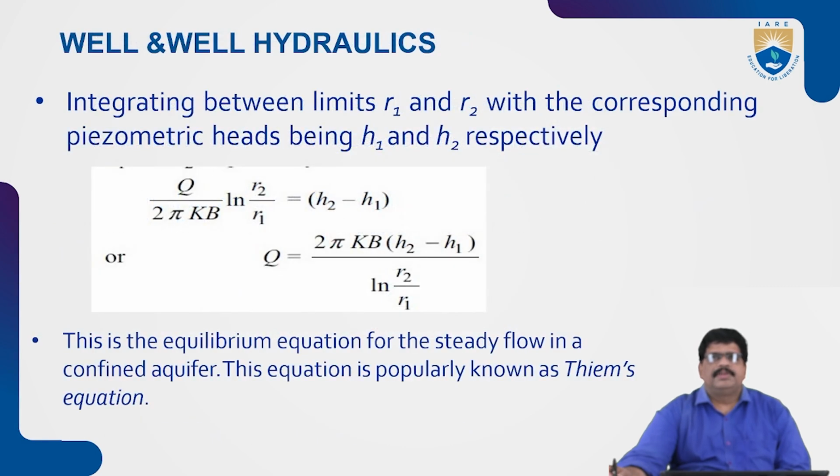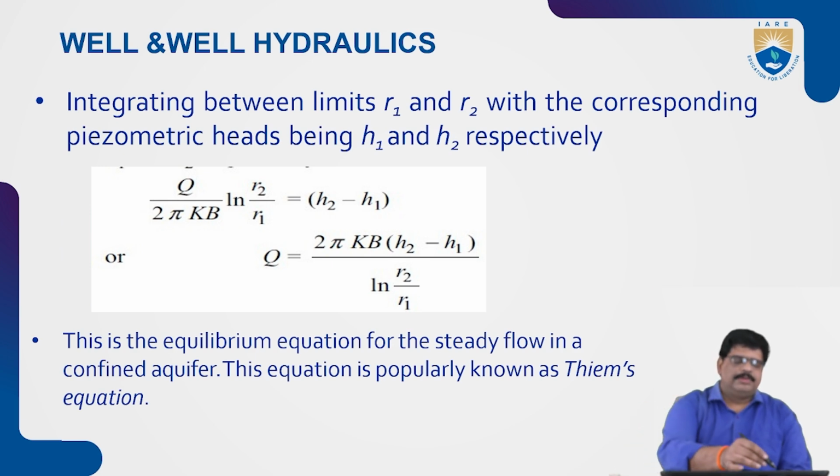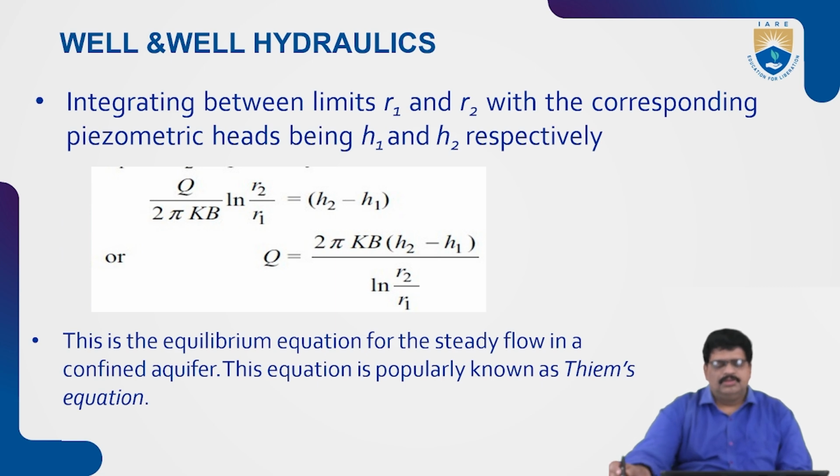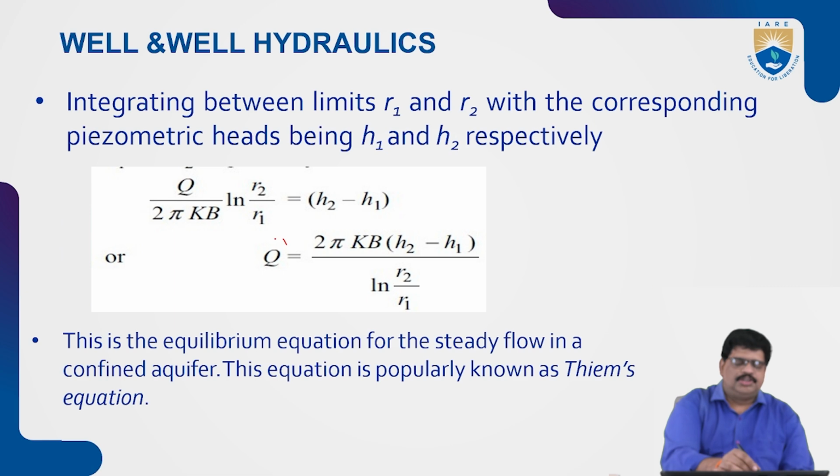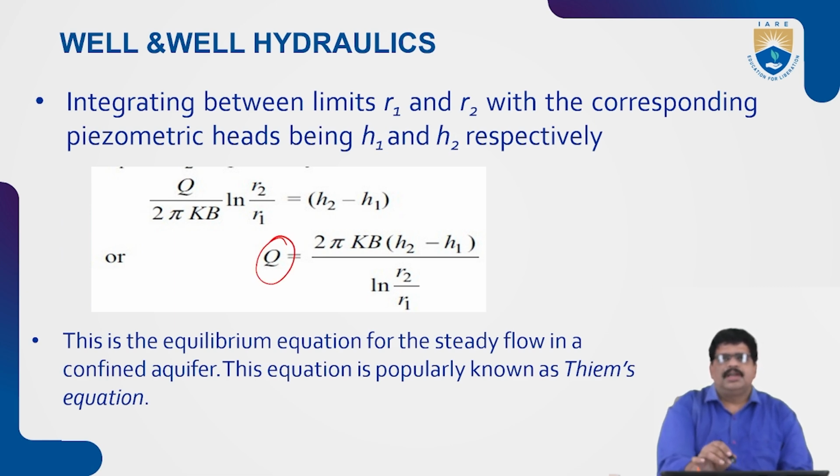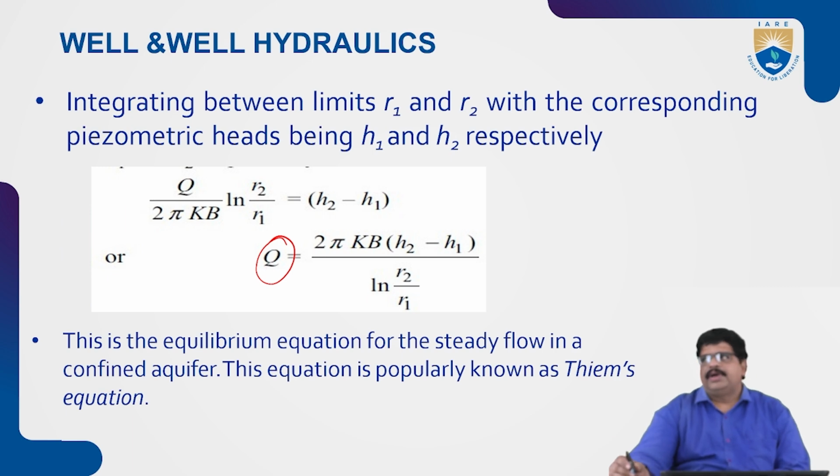So integrating between r1 and r2, the corresponding piezometric heights H1 and H2 can be solved. Q by 2 pi K b, log of r1 by r2, is equal to H2 minus H1. For the discharge calculation, Q is equal to 2 pi K b, H2 minus H1, divided by log r2 by r1. What you have to find is the discharge of the wells which draw the water from underground. This is the equilibrium condition of steady flow in confined aquifers that we have to study.